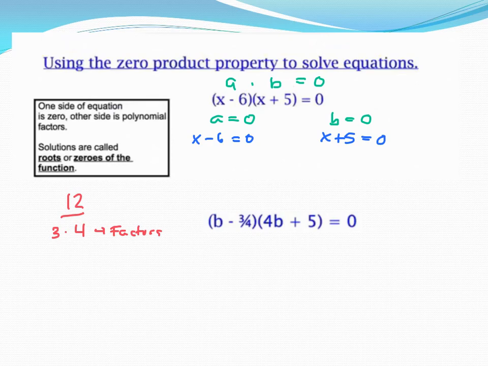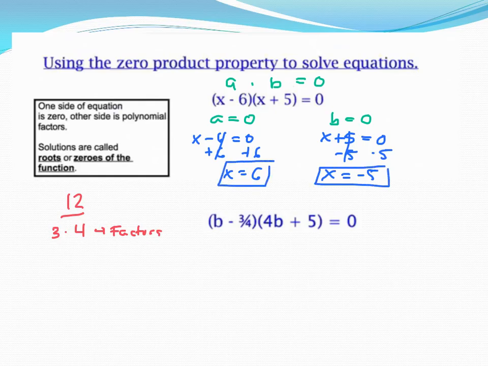Okay, and then I'm going to solve each equation. Here I'm going to add 6 to the other side, and I get x equals 6. And here I'm going to subtract 5 from the other side to get x by itself. Again, those are going to cancel, and I get x equals negative 5. So how many solutions do I get here? I got x equals negative 5, x equals 6.